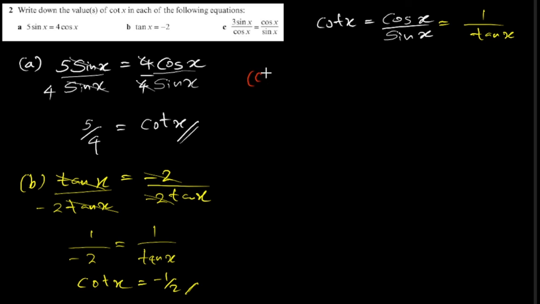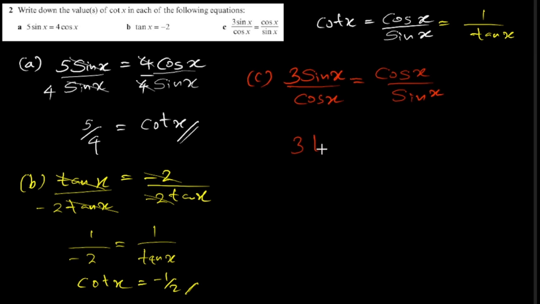Part C, 3 sin x divided by cos x equals cos x over sin x. Now already on the right side you can see cos x divided by sin x, it is already cot x. This side, sin x divided by cos x, it is tan x. So I can write this as 3 tan x equals cot x.